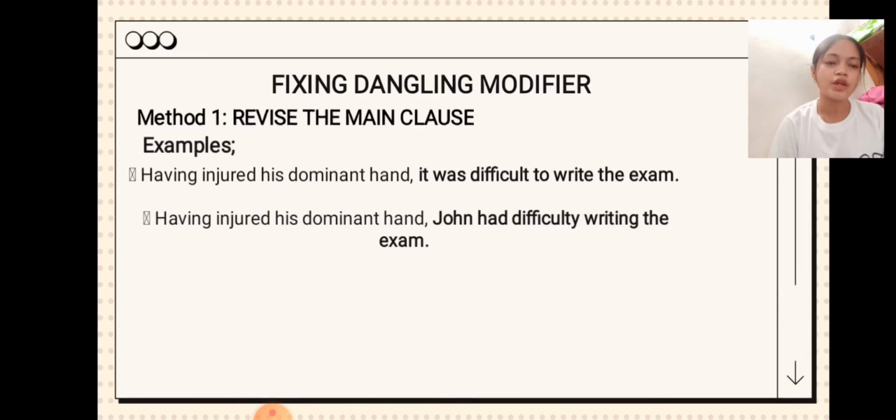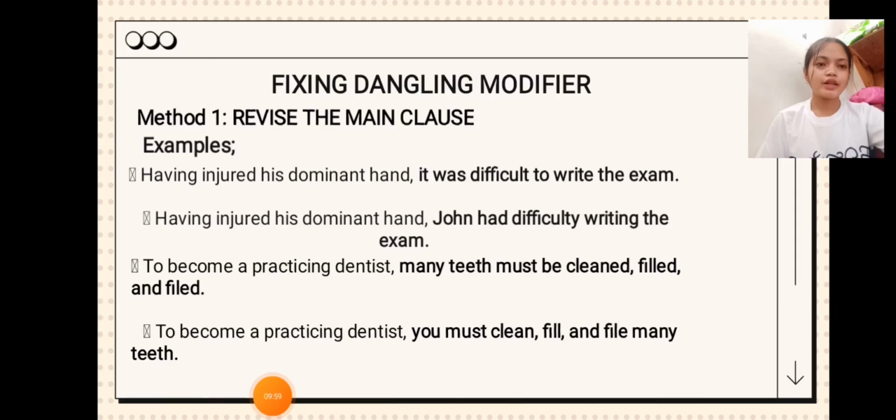When we transform this into the correct form, after having injured his dominant hand, we put the subject, which is John. So: John had difficulty writing the exam. As we can see, a subject appears, which is John, so now we can conclude the sentence is complete. Do you get it? Let's move on to the next example.